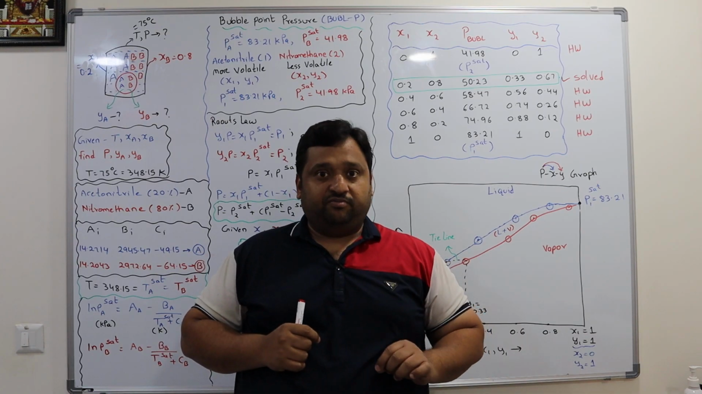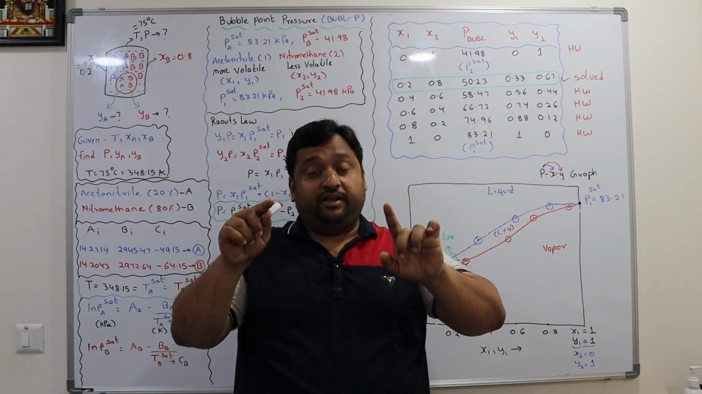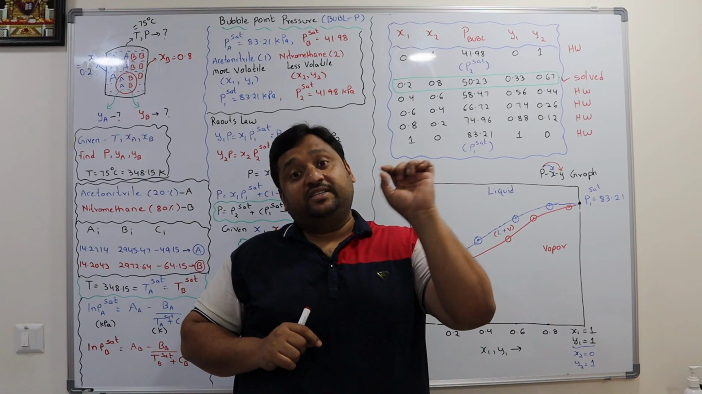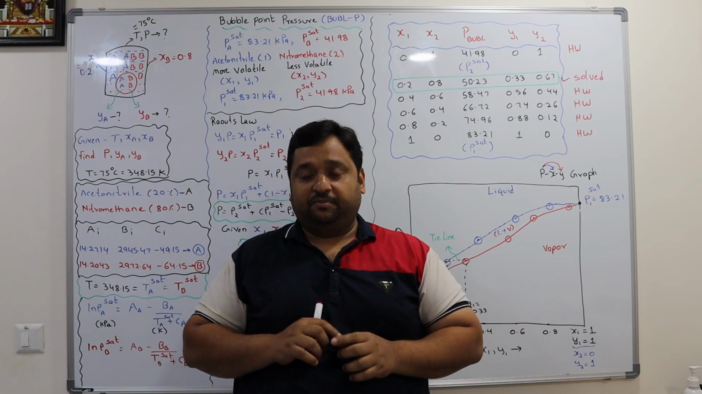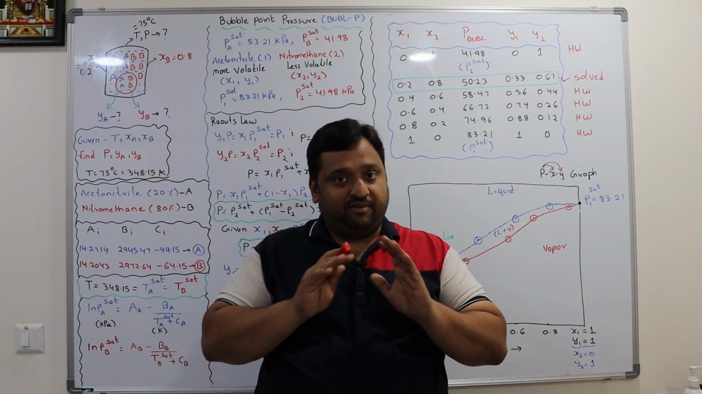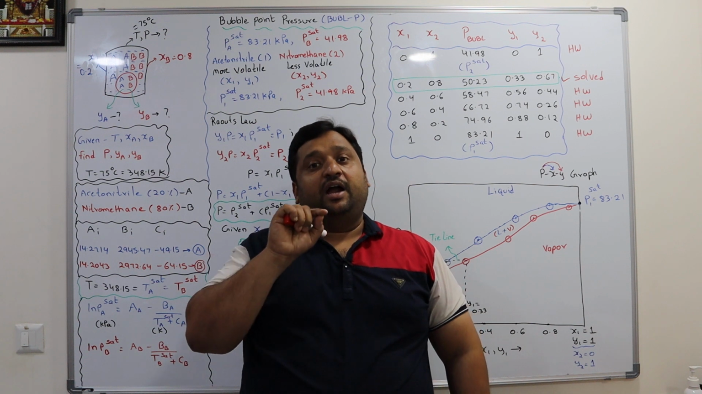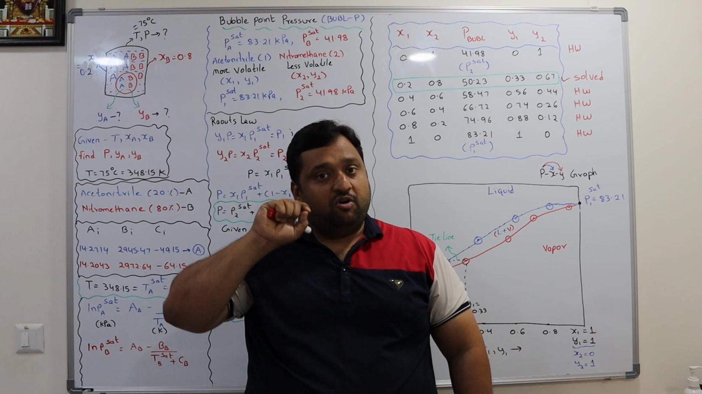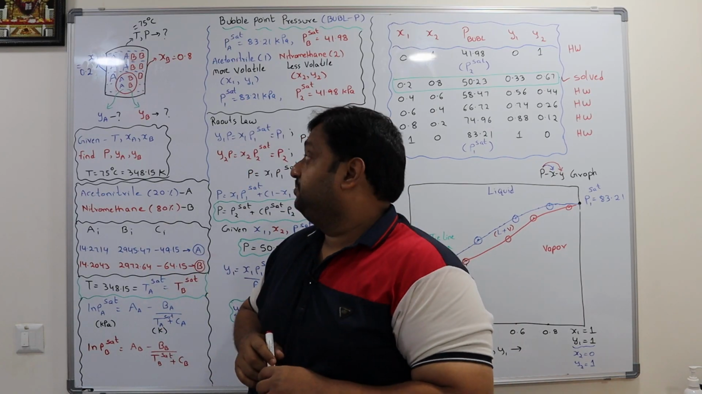At that point, at what pressure is this gas bubble or vapor bubble going to form, and what is the composition of A and B in that particular bubble? That means you have a liquid, and if you start heating and vaporizing it, bubbles will form. At the first bubble, what is the composition of the vapor and the liquid? That is today's example.